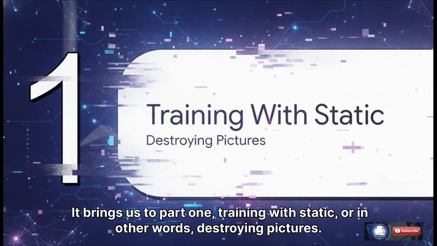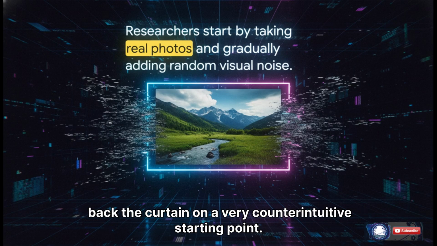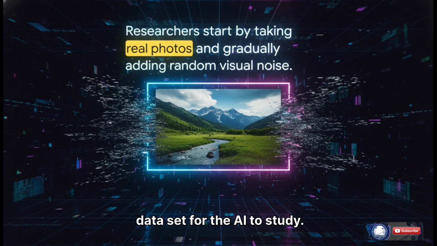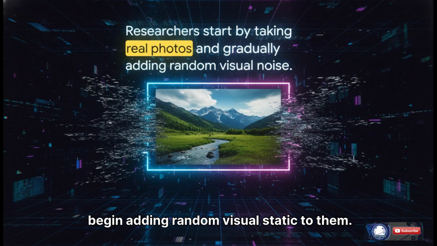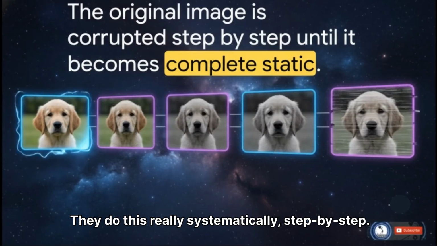Which brings us to part 1, training with static, or in other words, destroying pictures. To understand how these tools generate a brand new image today, we actually have to pull back the curtain on a very counterintuitive starting point. The training process literally begins by destroying pictures in order to build a robust data set for the AI to study. Researchers take millions upon millions of crisp, clear, real photos, and then they gradually begin adding random visual static to them. They do this really systematically, step by step.